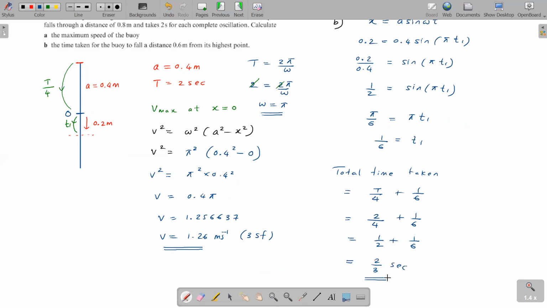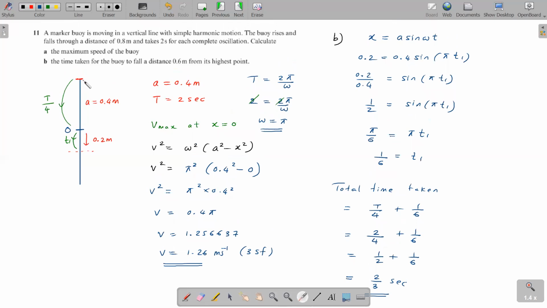So this is the total time taken, or in other words, the time taken for the boy to fall a distance 0.6 meters from its highest point. I hope all of you understood. In this case, I found the time under 2 sections. Okay, I didn't get the time immediately. I found the time under 2 sections, considering always the fact that the amplitude to center is a quarter of the periodic time. And from the center, I measure the time by using x equal A sine omega t. So this is the first method, the longer method.